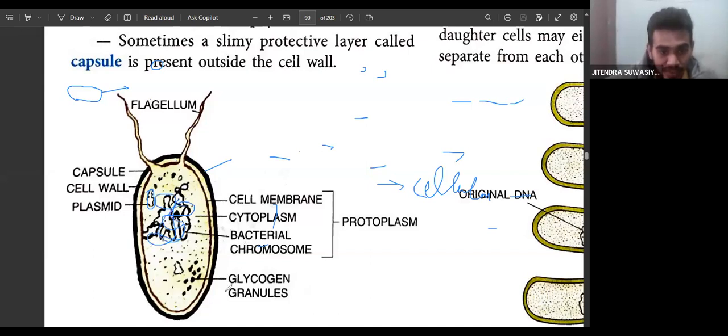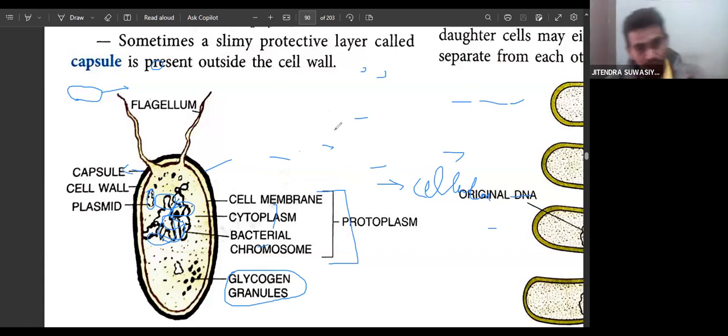Then we have glycogen granules. These are the glycogen granules which give ATP. When you break them down, they give energy from the glycogen. The cell membrane, the cytoplasm, and the bacterial chromosome, all three together form the protoplasm, and they have a capsule. They also have a layer of capsule on the cell wall.